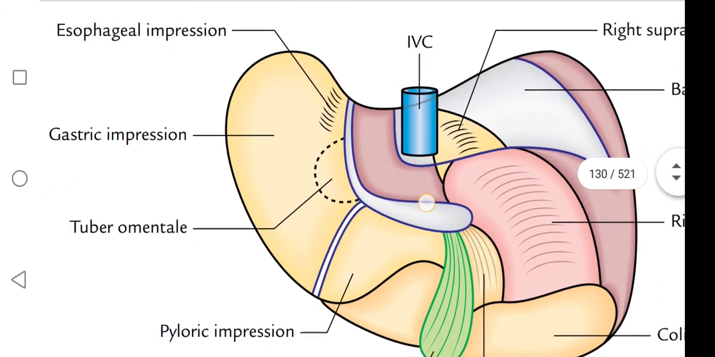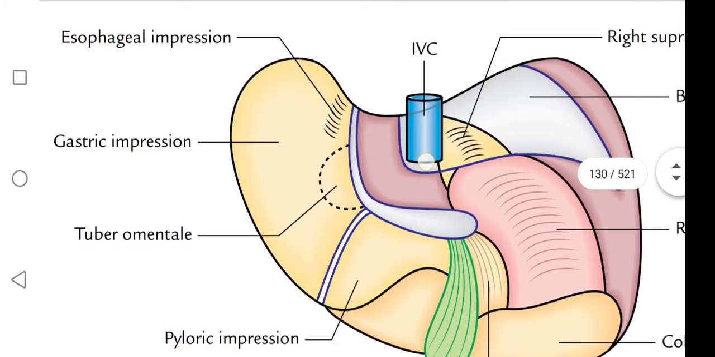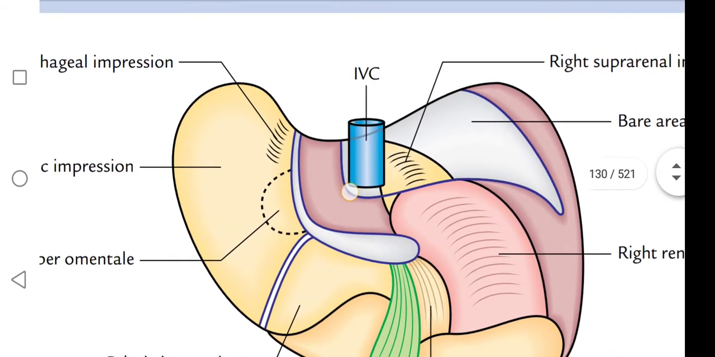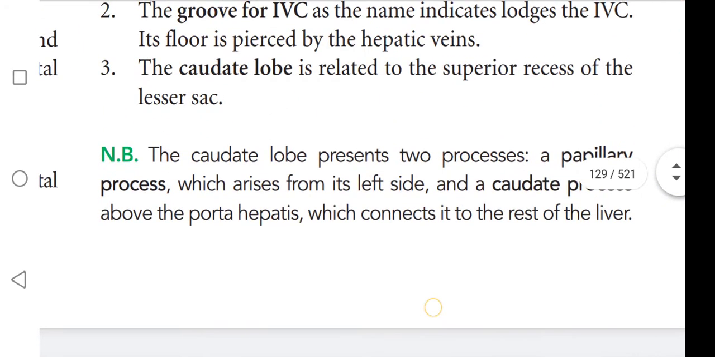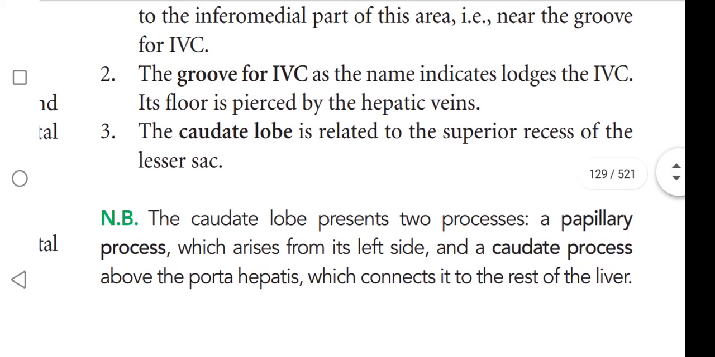And the caudate lobe, here the caudate lobe is present. The caudate lobe is related to the suprarenal gland and the superior recess of the lesser sac.